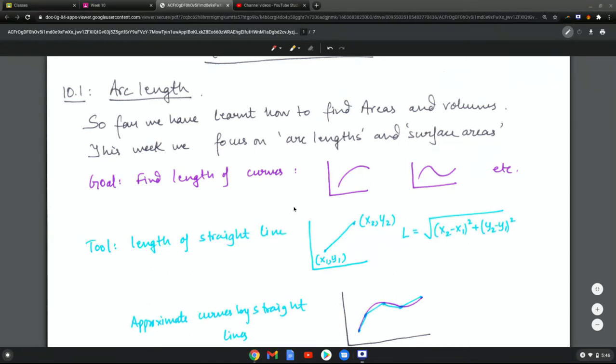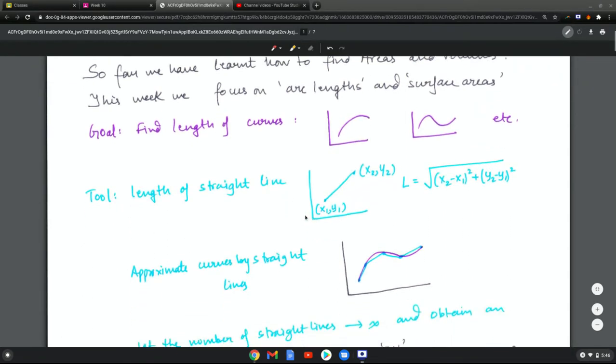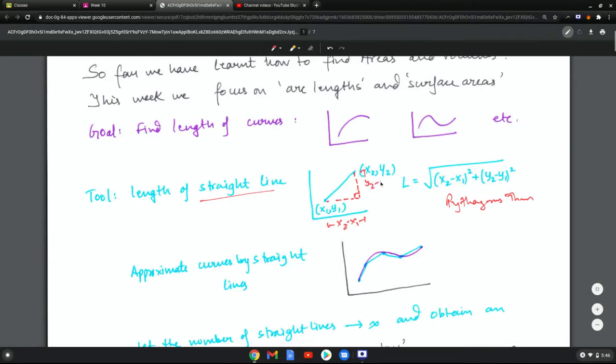Now the tool we're going to use to achieve our goal is that we know how to find the length of a straight line. If we know the coordinate points x1, y1, x2, y2, the length is given by the square root of (x2 minus x1) squared plus (y2 minus y1) squared. This is a direct application of Pythagoras' theorem. Brief sketch: if you form a right angle triangle, this length is x2 minus x1 and the vertical length is y2 minus y1. From there, you can just derive that this length L is this expression.